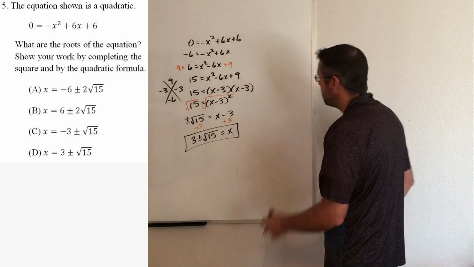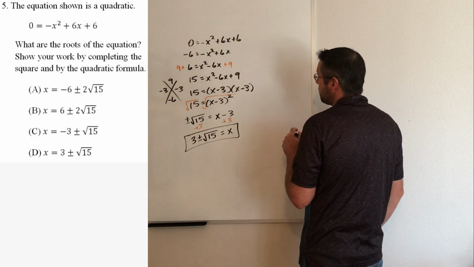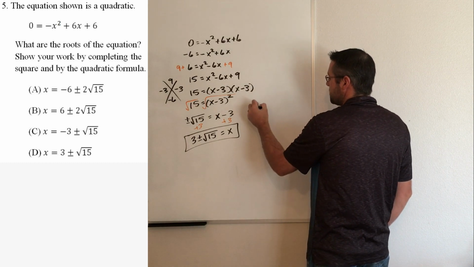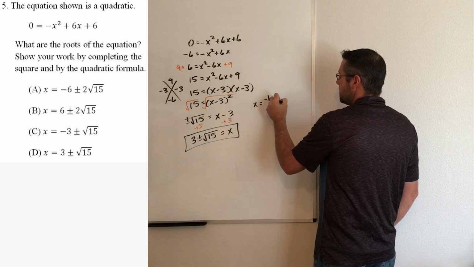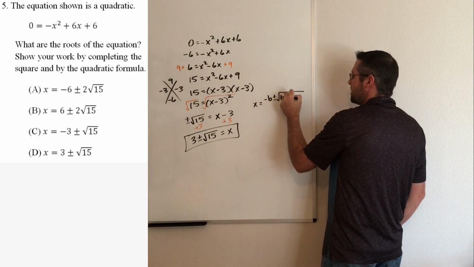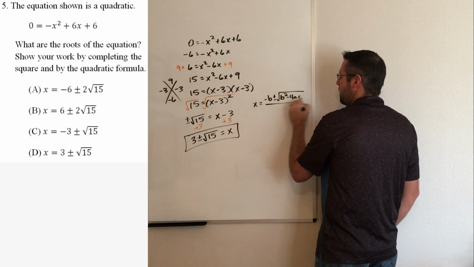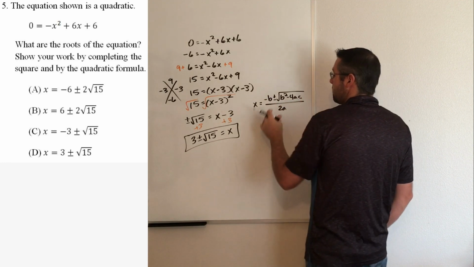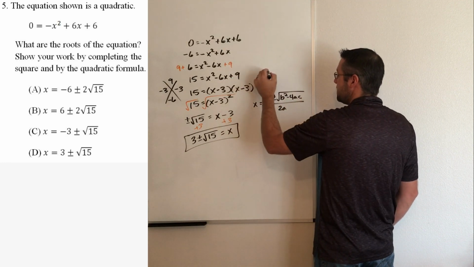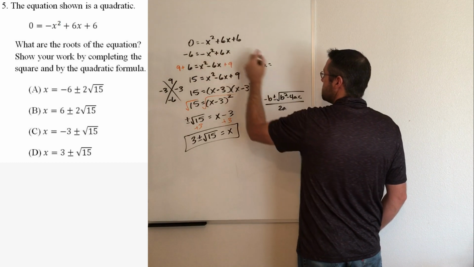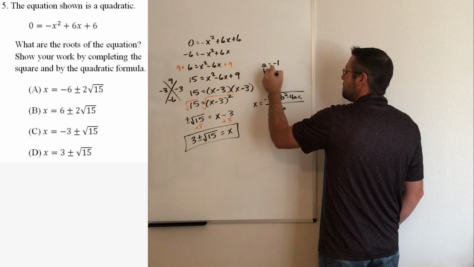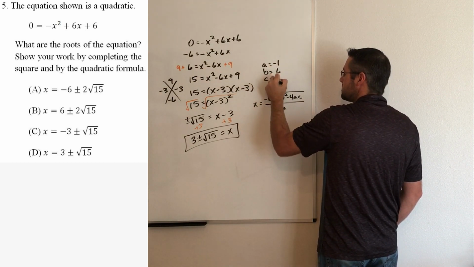Now, for the quadratic formula method, I think I'm going to run out of room here, but remember the quadratic formula says x equals negative b plus or minus the square root of b squared minus 4 times a times c all over 2a. And so we'll plug in our values here. So I'm going to list them. A equals, back from the original, a equals negative 1, b equals 6, and c equals 6.